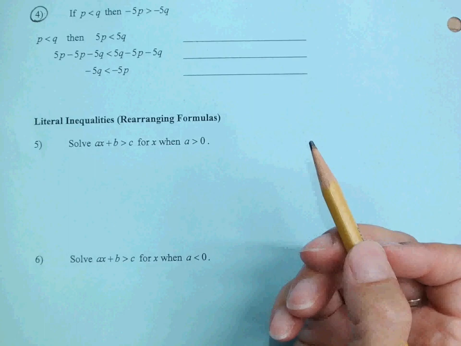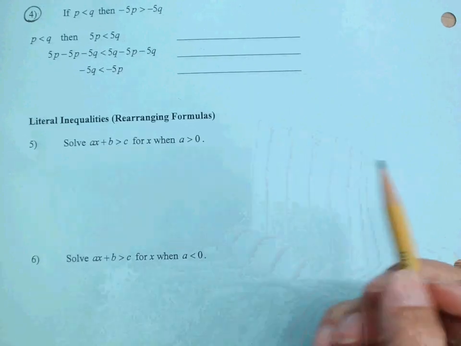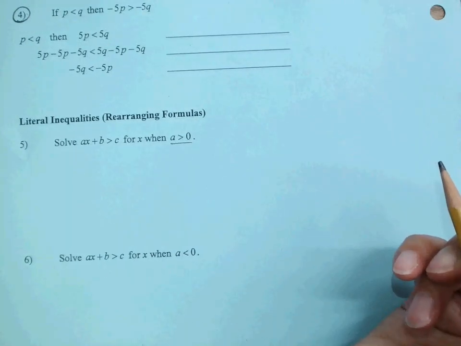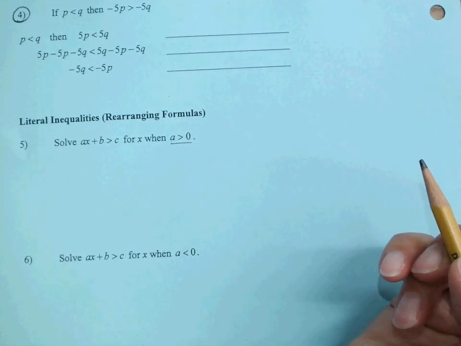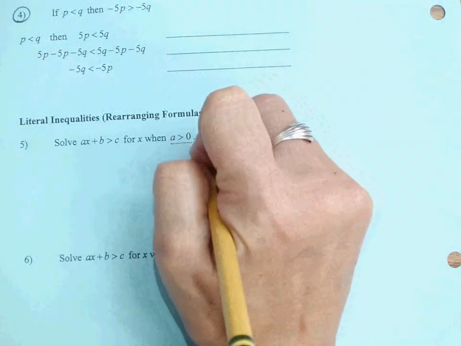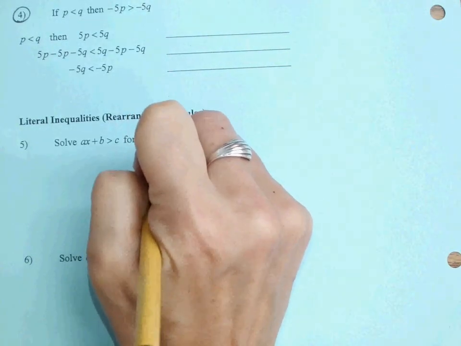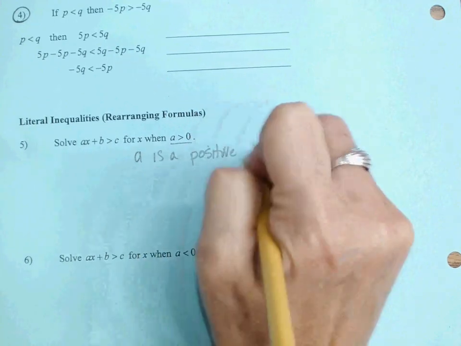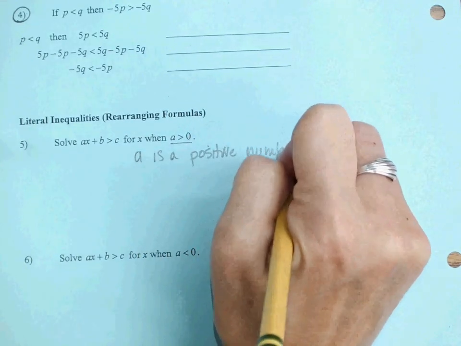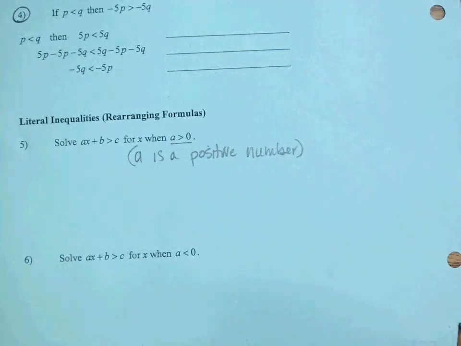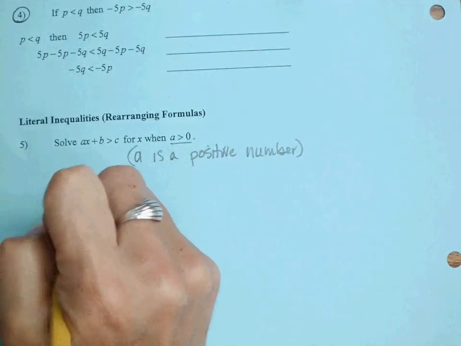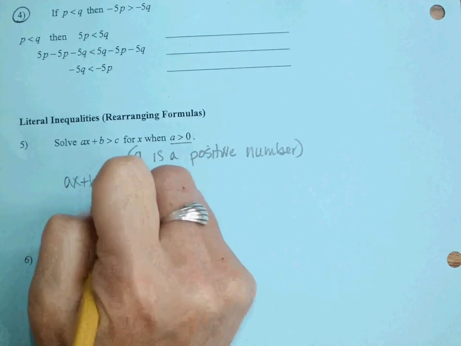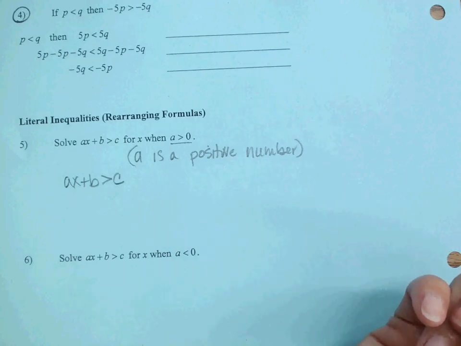This is rearranging formulas, so a quick reminder on that. With inequalities, you're going to notice this, and this is going to tell you whether the A is a positive number or a negative number. So right now, I'm going to make note that A is a positive number. And I'm going to start by rewriting my literal inequality: AX plus B is greater than C.